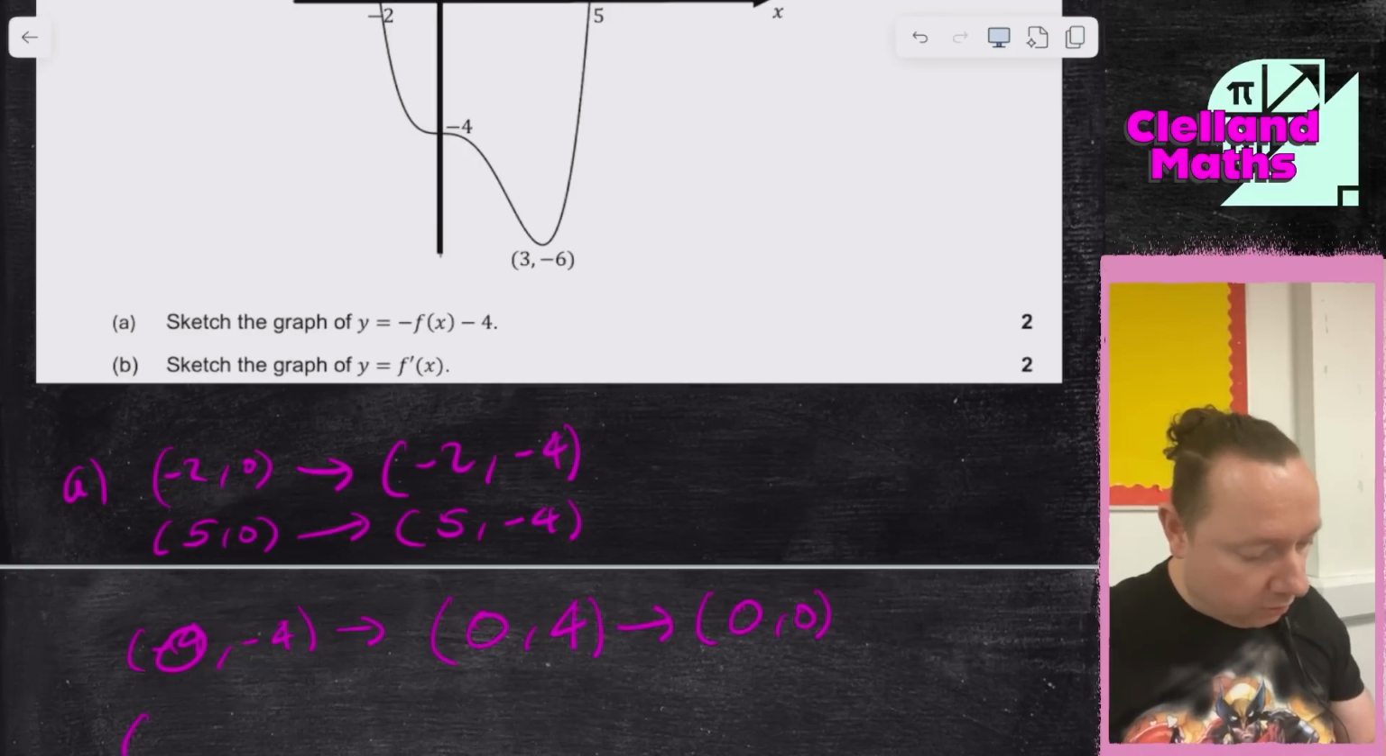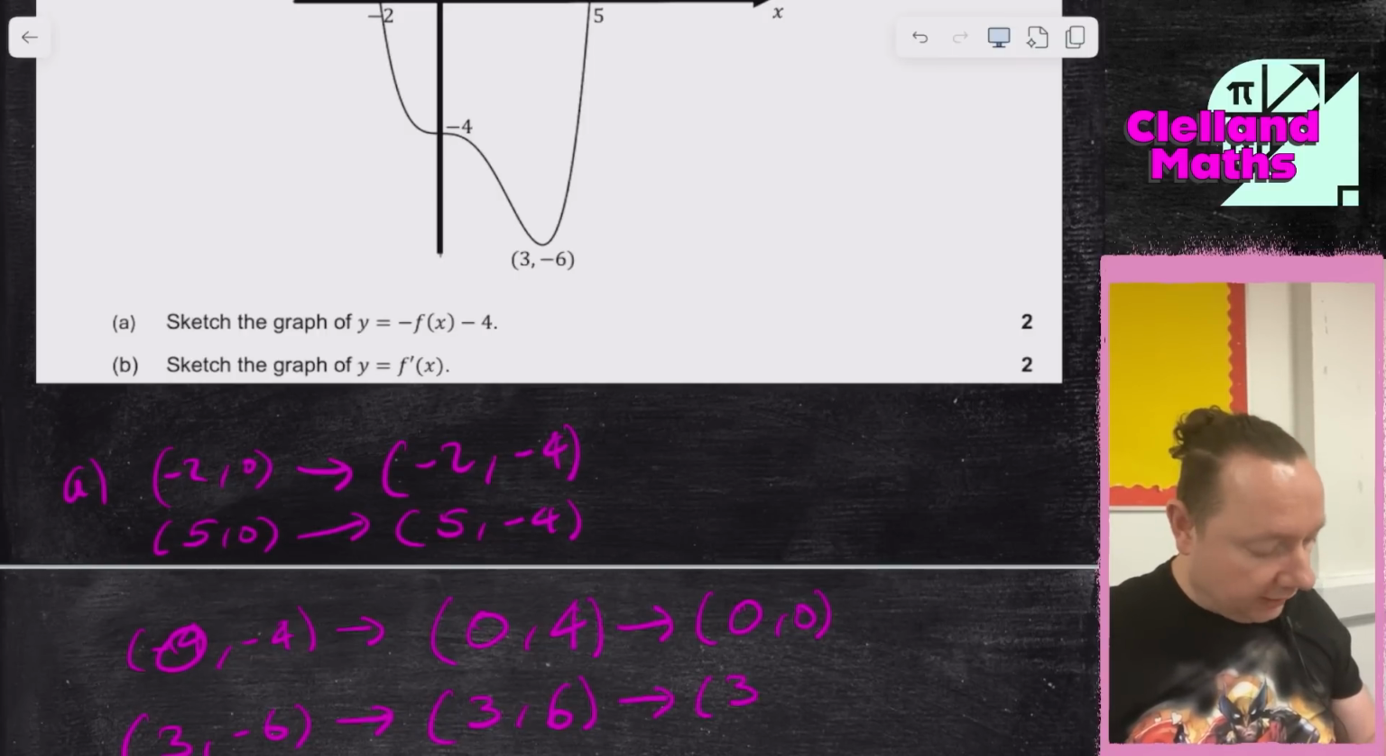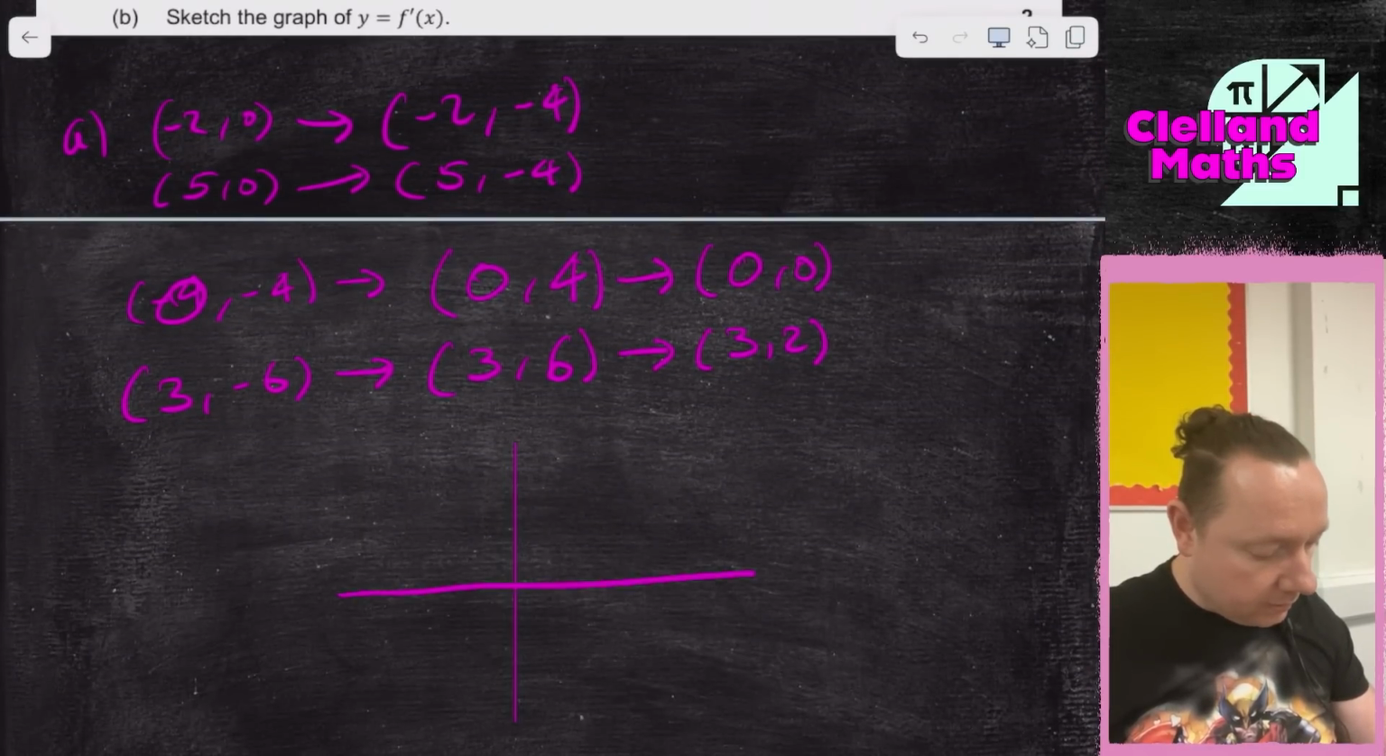And then the last point to look at is (3, minus 6). If I flip that upside down, I'm still going to go along 3, but then I'll go up to 6 because it's upside down. But then I need to go down by 4, so it's (3, 2). So I've now got all my points, so I can draw a nice neat sketch. So let's note the points first, x and y. We've got (minus 2, minus 4).